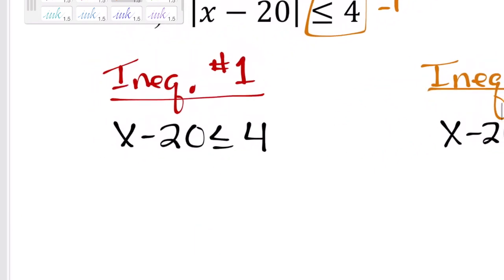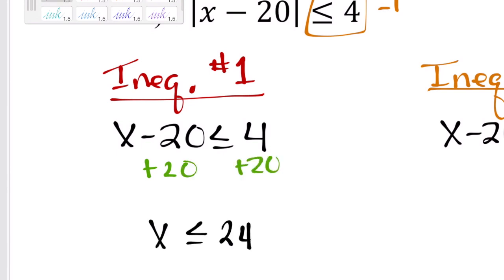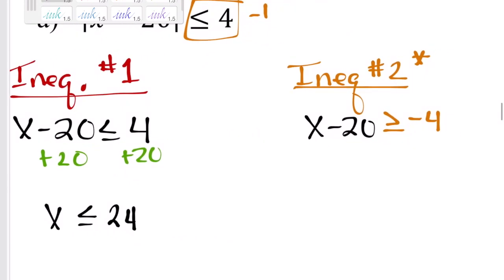So then for the rest of this, we can just move on as is. I can add my 20 to solve for my x. And so I have x is less than or equal to 24. I can do the same to the other side. So my x is greater than or equal to +16.